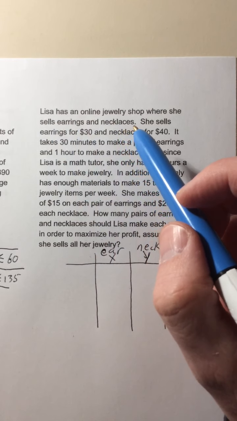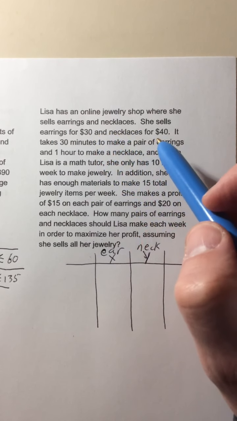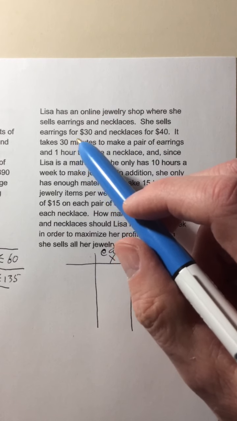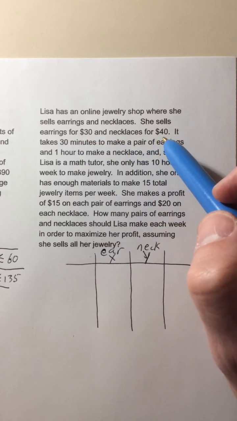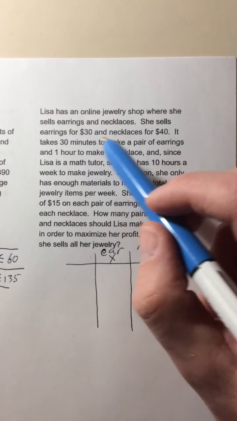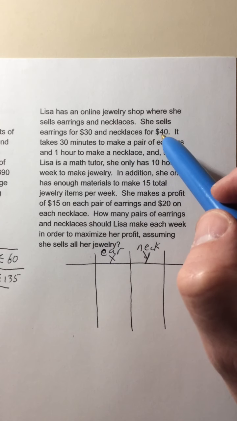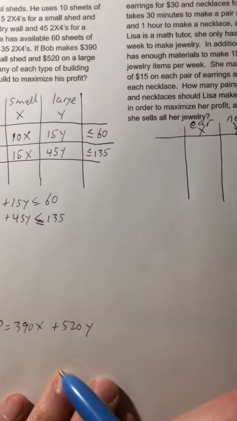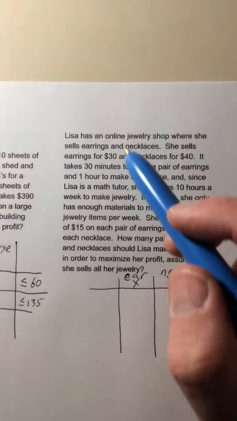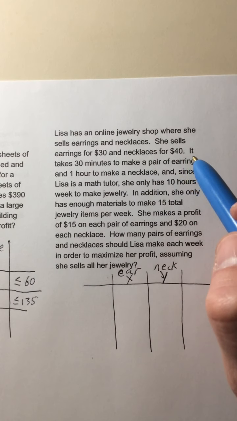Lisa has an online jewelry shop where she sells earrings and necklaces. She sells earrings for $30 and necklaces for $40. This is going to be the stuff you're going to use at the very end to figure out her profit, and it's going to be this equation down here at the end. We don't need this yet, but we do need this.